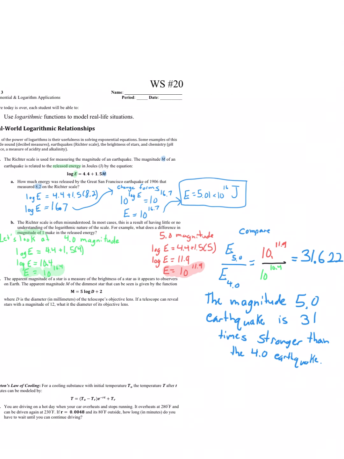All right, so the Great San Francisco earthquake of 1906 was an 8.2, so that means a 6.0 is going to be 31 times stronger than a 5.0, a 7.0 is going to be another 31 times stronger than a 6.0, and then an 8.0 is going to be 31 times stronger than that. So that's a very, very strong earthquake, that 8.2 in 1906. One of the strongest earthquakes ever recorded, I should say.